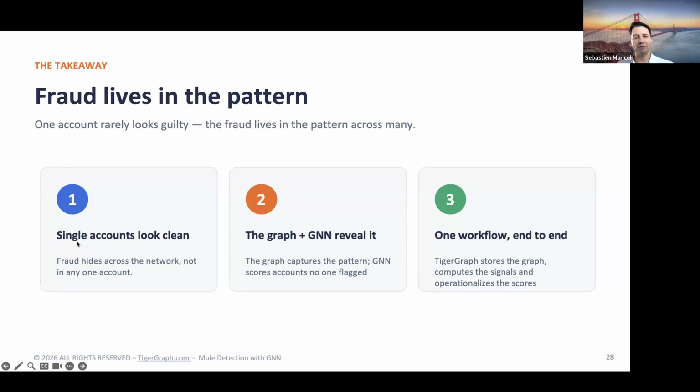The graph captures the pattern. The GNN learns how these signals combine into Mule-like behavior. And TigerGraph supports this workflow end-to-end. It stores the connected data, computes the graph signals, sends the features to the external GNN, and brings the risk score back into the graph for investigation. So the message here is simple. Fraud lives in the pattern. The graph captures the pattern, and the GNN helps surface Mule accounts that rules or seed-based searches may miss.